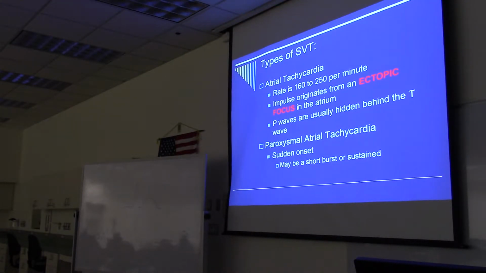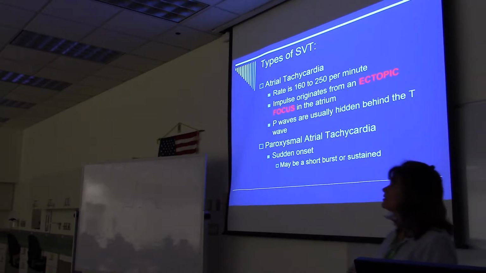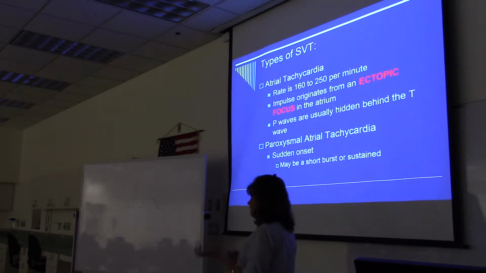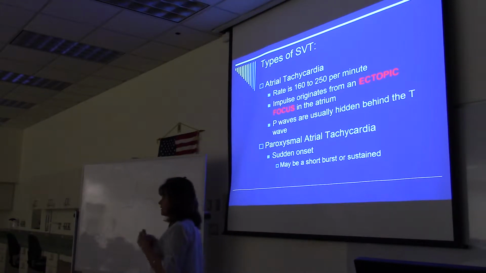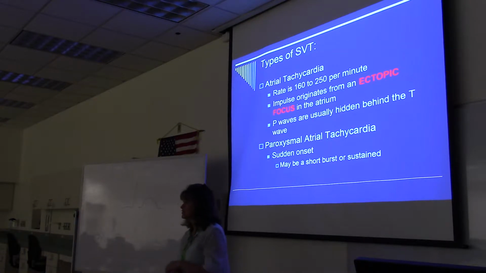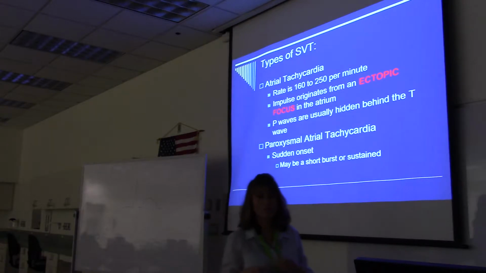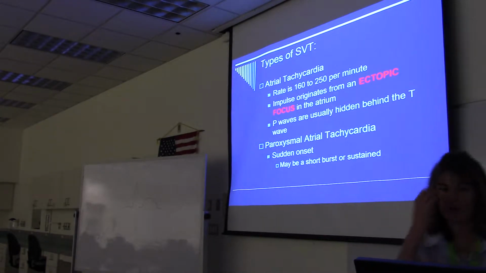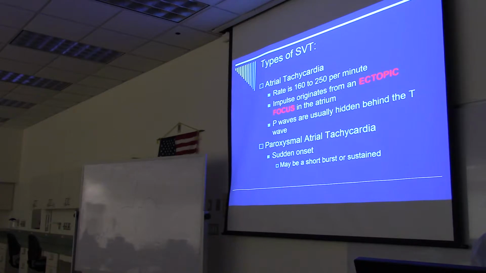All right, so the different types. With atrial tachycardia, the rate is 160 to 250. The impulse originates from an ectopic focus in the atrium. Do you know what that means? It's outside of the SA node. It's in the atrium, but it's not the SA node. And it's initiating impulses. Okay, so that's what it means by an ectopic focus. Something other than the SA node is initiating impulses. The P waves are hidden.